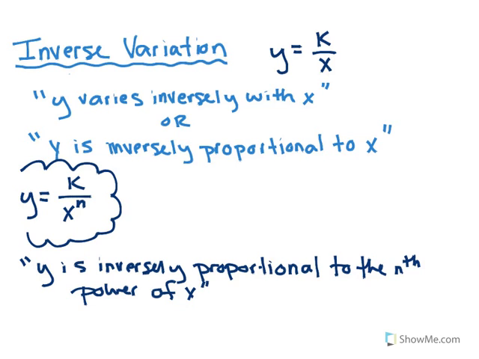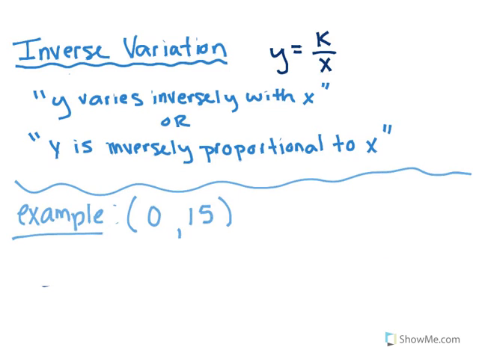So this is just some of our basic information for inverse variation. So just as a really quick example, let's say that we have this coordinate. So we're going to have 0 represent time, so our initial time, and we're going to then have 15 represent our distance, and we're going to do this in feet just like the previous problem. So let's say that this particular situation is inversely proportional.